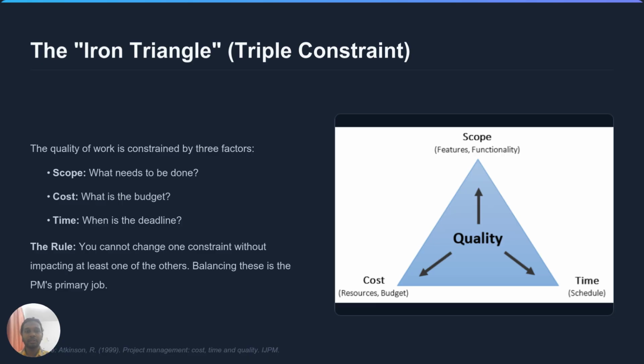Every project manager deals with the constraints. This concept is often visualized as the iron triangle or triple constraint, a model popularized by Atkinson. The rule is simple. The quality of work is constrained by scope, cost, and time. You cannot change one of these without impacting at least one of the others. Balancing them is our primary job.